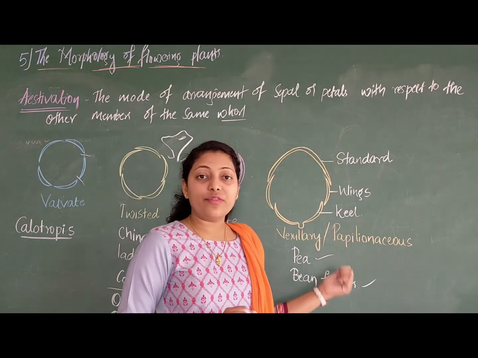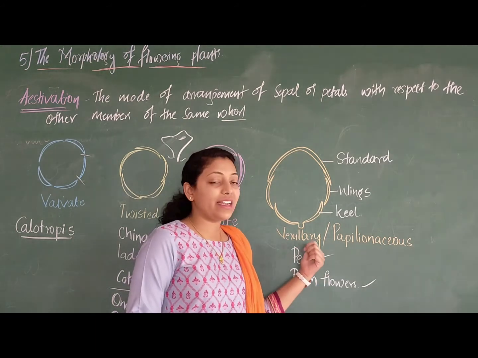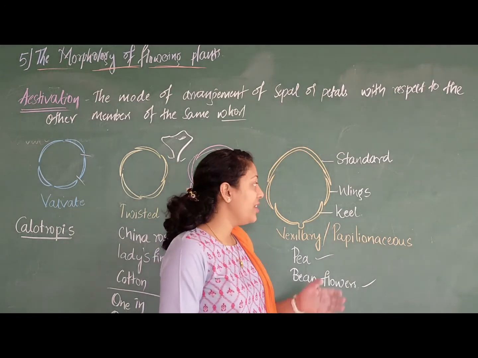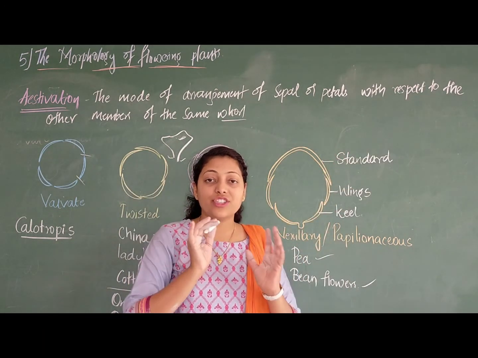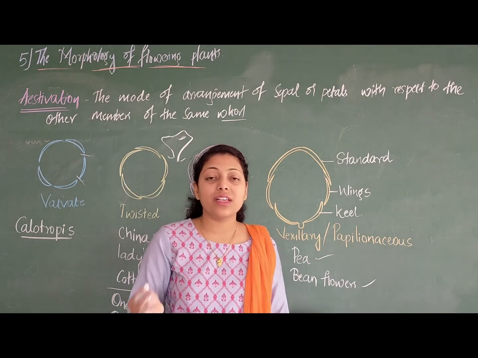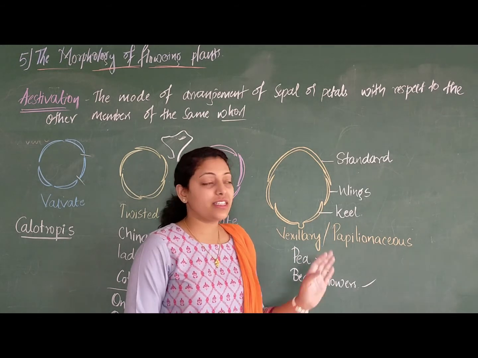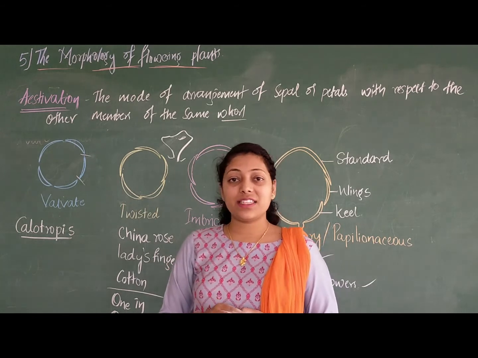So this kind of aestivation is seen in pea and bean flowers, and this is addressed as vexillary aestivation. You can see it consists of the standard, the largest petal, which covers the wings. Then there are the wings, which are smaller, and the smallest is called the keel. So this is all about aestivation.